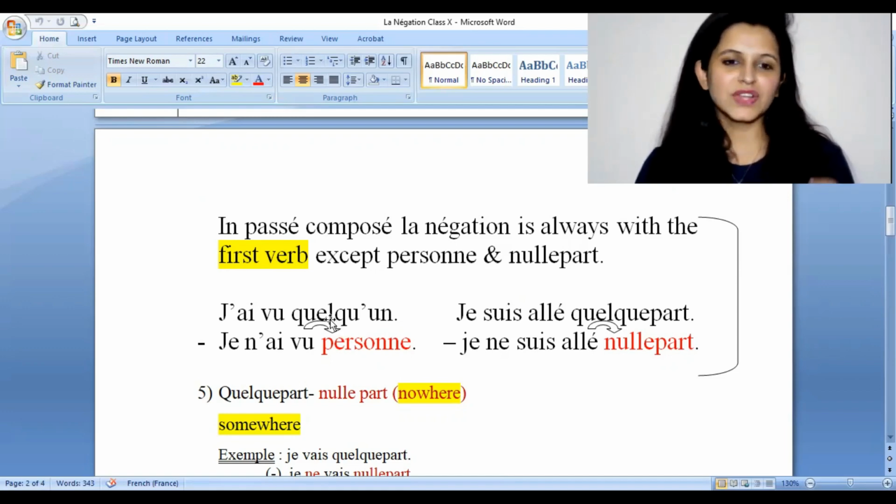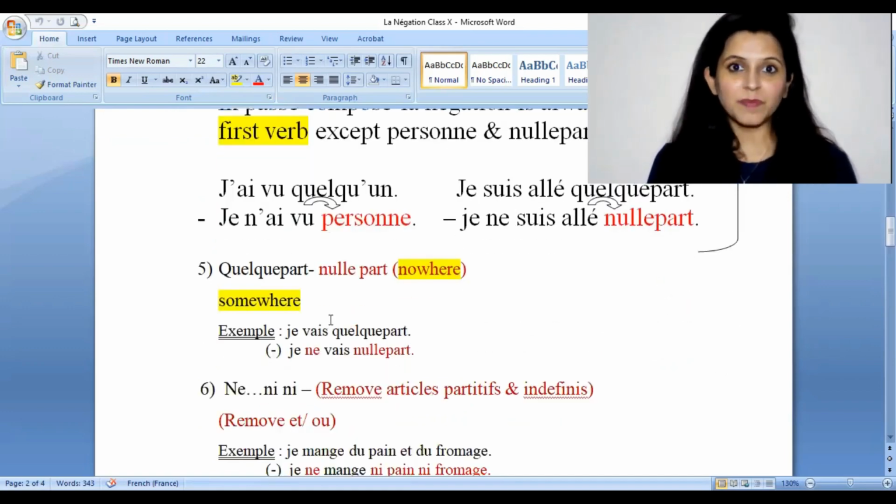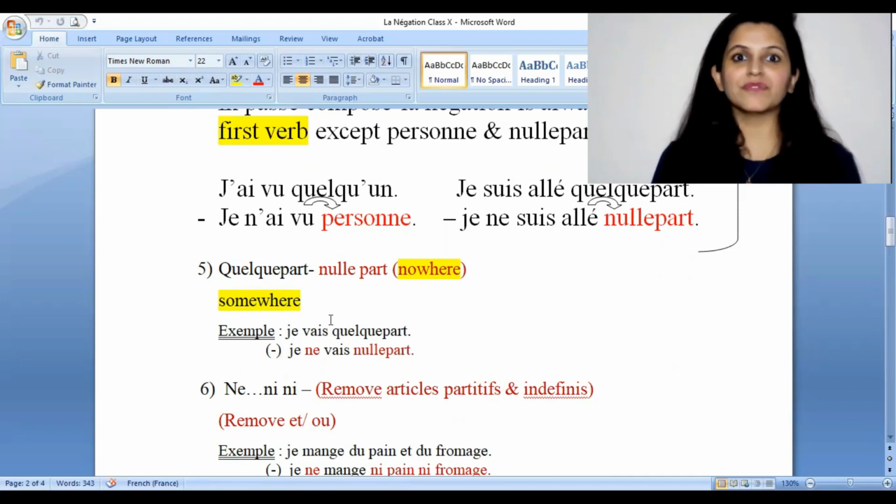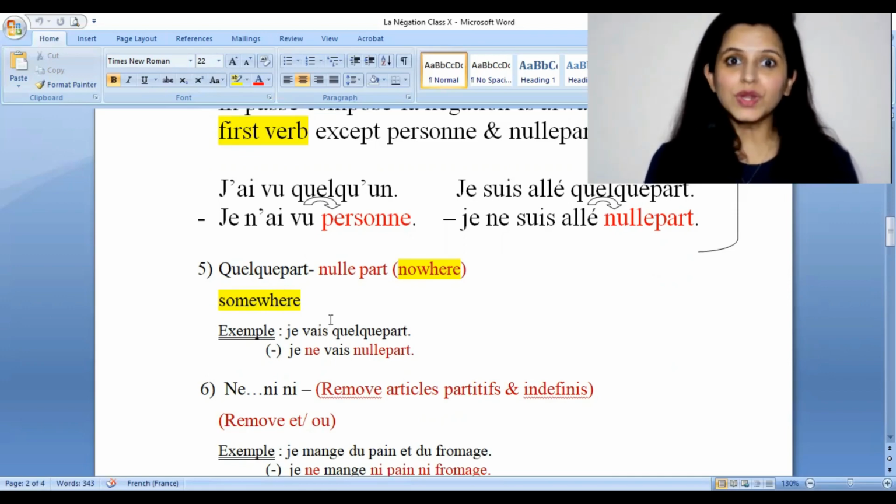All right. So let's move on to the next word, which is quelque part. Just now we have discussed it, somewhere and nowhere. Par exemple, je vais quelque part. I'm going somewhere. When you make negative, je ne vais nulle part. I'm not going anywhere.